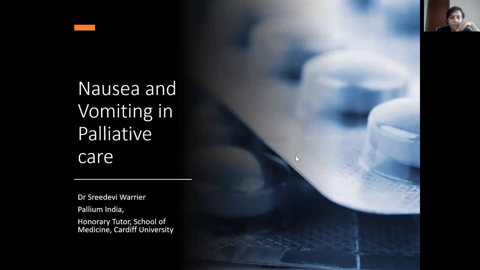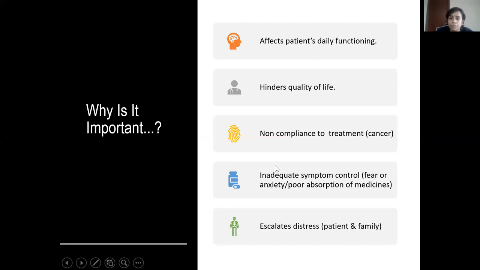So as Dr. Sunil mentioned, nausea and vomiting is a very, very distressing symptom that we encounter in palliative care patients, not just in palliative care patients, but maybe in many other situations also. But in our setting, the patients are already quite debilitated, tired from many physical sufferings other than pain. So this becomes totally debilitating for the patients as well as the family.